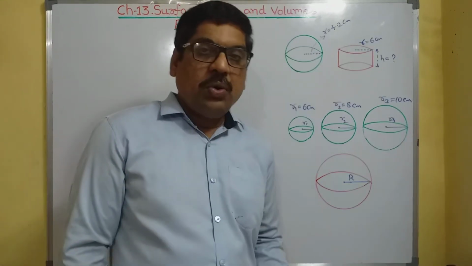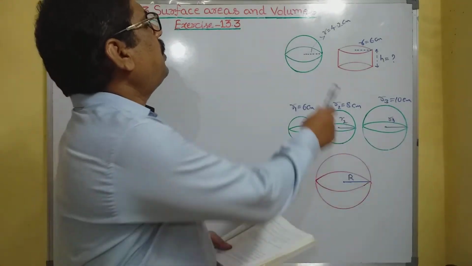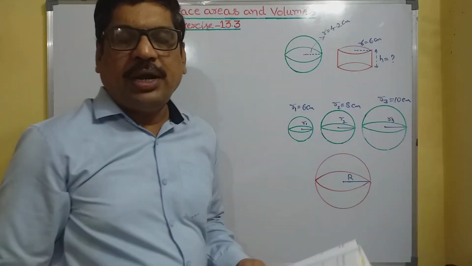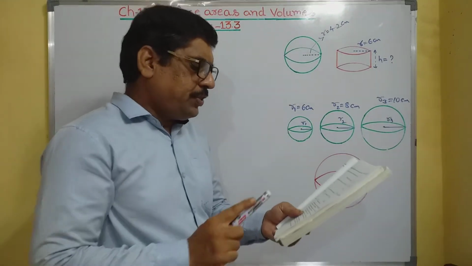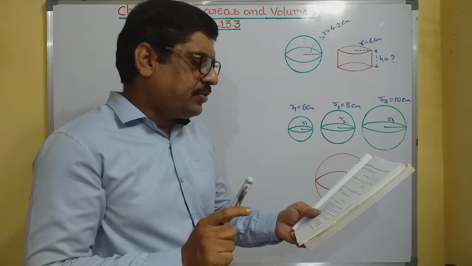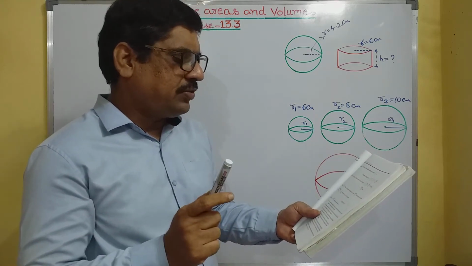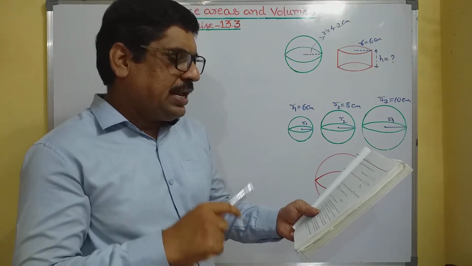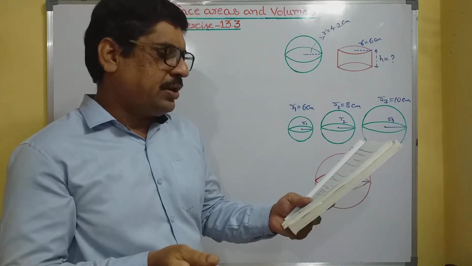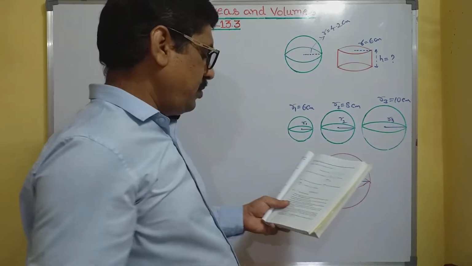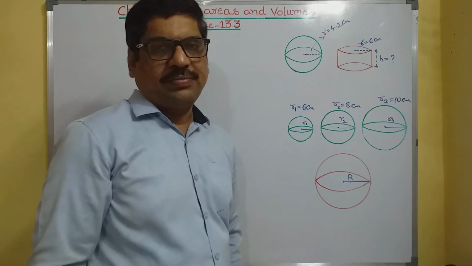Now look at the first problem and you have to observe these two diagrams while I am reading the problem. A metallic sphere of radius 4.2 centimeters is melted and recast into the shape of a cylinder of radius 6 centimeters. Find the height of the cylinder.